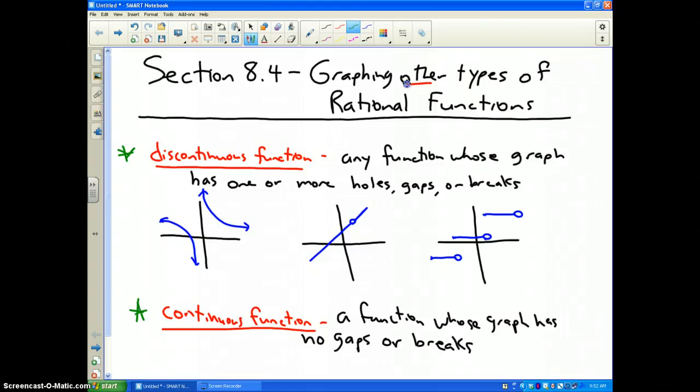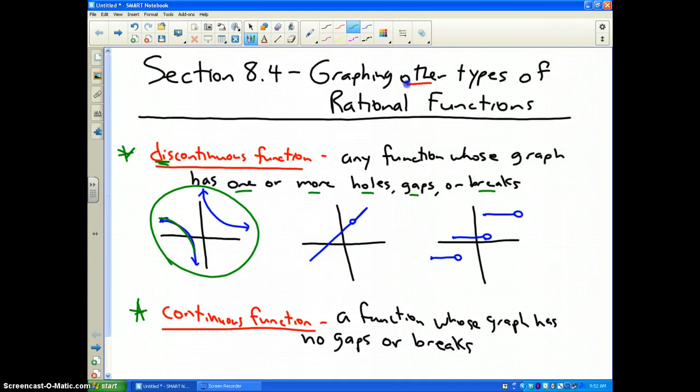One is a discontinuous function. What we're studying here with rational functions in Unit 8, they are all discontinuous because it is a function whose graph has one or more holes, gaps, or breaks in it. The one I circled is what we're dealing with. Obviously, there's a gap or a break. The graph doesn't go on forever. I can't keep tracing it with a pencil without lifting it one time.